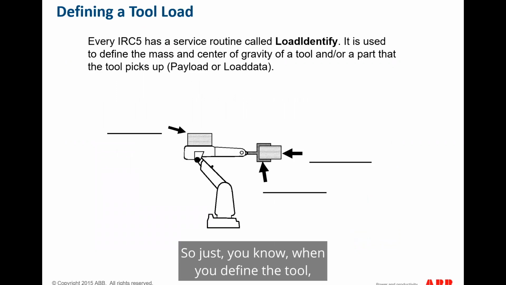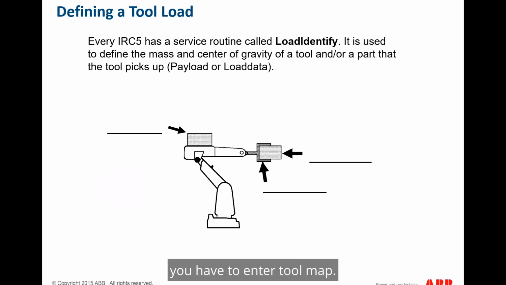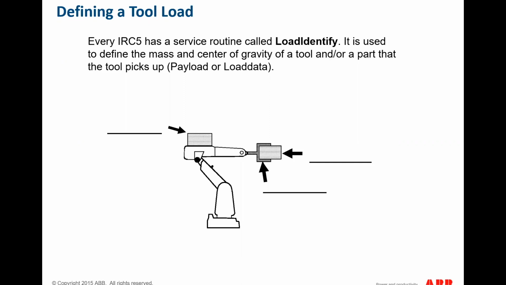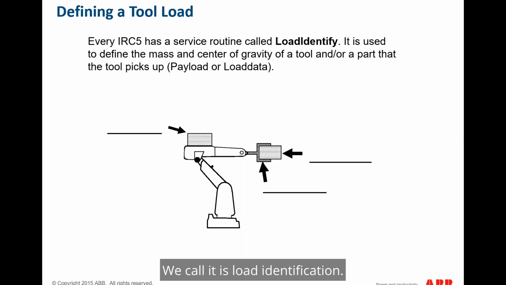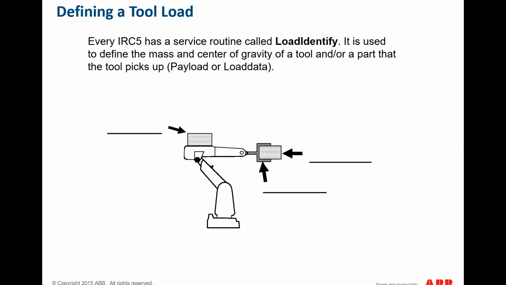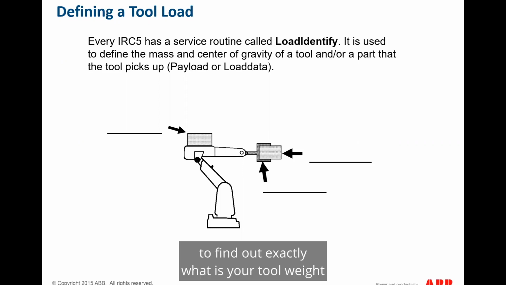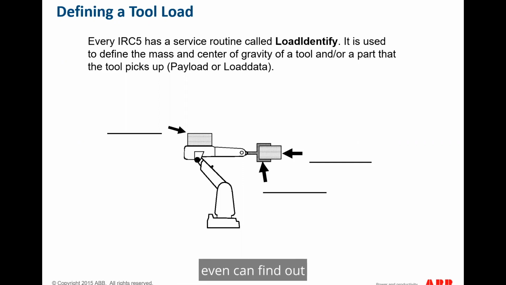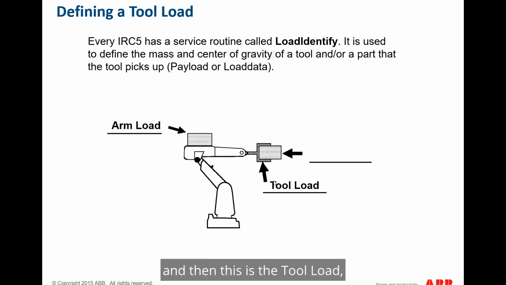So when you define the tool, you have to enter the tool mass. We don't know it exactly, but as we said, it doesn't matter because we can use what we call load identification, a kind of routine. This is a service routine to find out exactly what your tool weight and tool load are, and it can even find out the center of gravity. And what is the load? Here it is the arm load. And this is the tool load, and here it is payload.